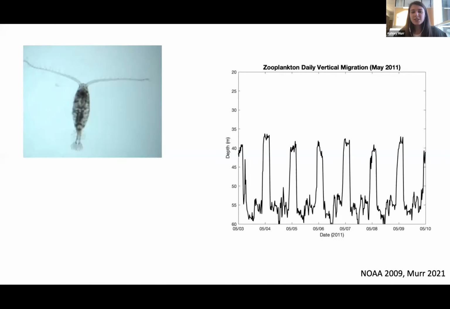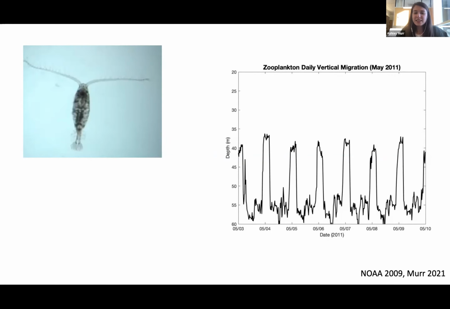Because we don't actually have any net tows to go along with this ADCP data, we can't say anything about what species they are or specific behaviors. We just make observations. But hopefully in future projects, we'll be able to validate some of the data and characterize it more. Again, on the right, you'll see another plot.